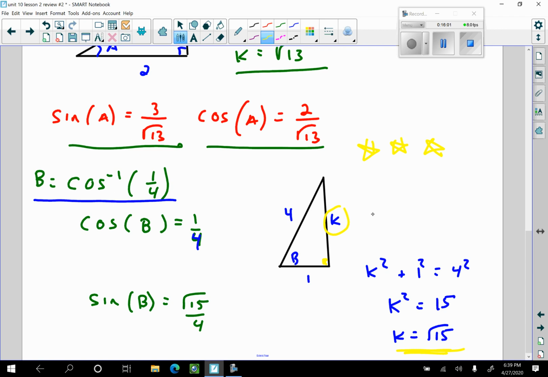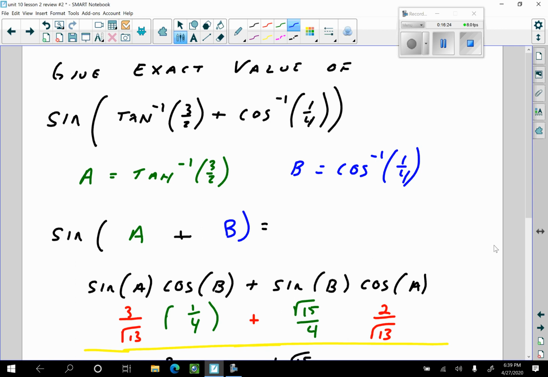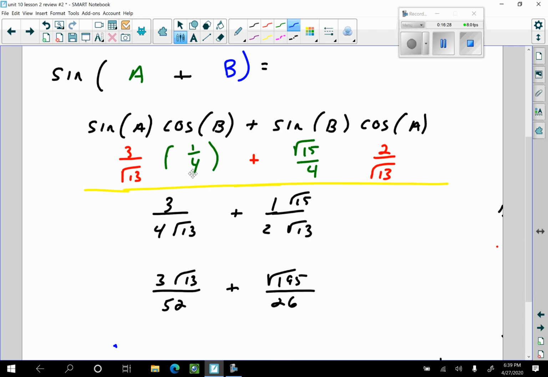Well, if K is the square root of 15, as it is, then the sine of B is square root of 15 over 4, and I know the cosine of B is 1/4, and guess what I know? Now I can plug those back into my original equation, and guess what I have? I think I'm going to go to the next page here because I have that down here. Cosine of B right here is 1/4. Sine of B is square root of 15 over 4.